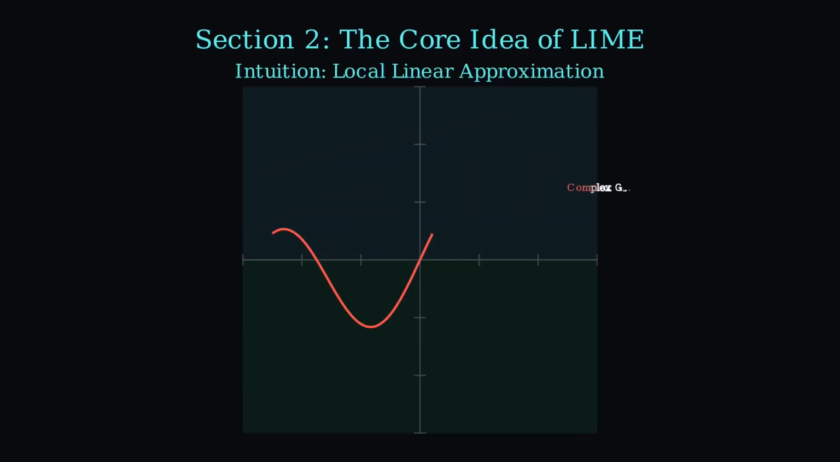Imagine this plot represents the feature space of a complex model. The red wavy line is the decision boundary. Globally, this model is nonlinear and incredibly complex to explain. Now, suppose we want to explain one specific prediction. This white dot. This is where LIME becomes local.